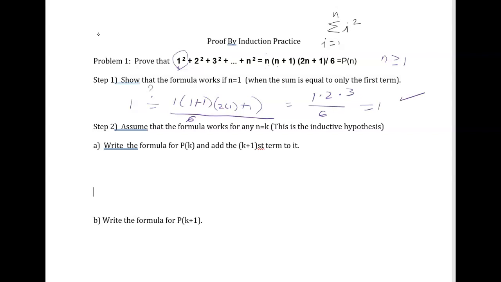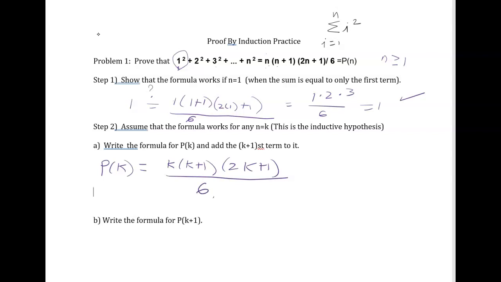So now the second step: assume it works for any n equal to k. We're just going to assume that if I only went up to something a little less than n, which I'll call k, it will work. So I'm assuming this will work. I'll write out the formula for k integers. So that'll be k times k plus 1 times 2k plus 1, divided by 6.